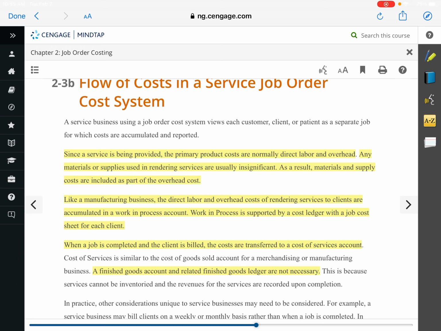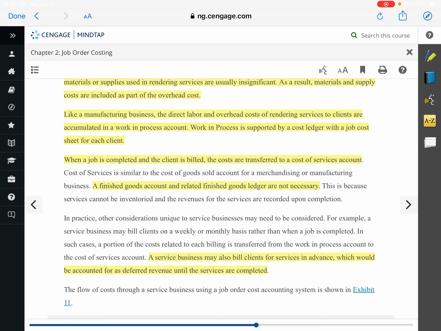Like a manufacturing business, the direct labor and overhead cost of rendering services to clients would be accumulated in work in process. And just like in the job order cost system, work in process would have a cost ledger where you're going to break out the cost for each job. Then when a job's completed and the client's billed, the cost would transfer to a cost of services account.